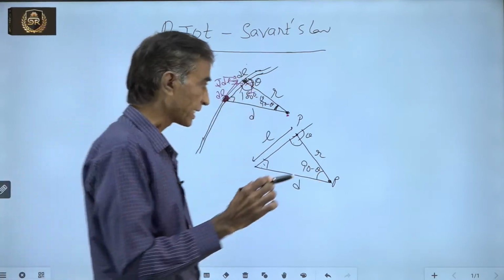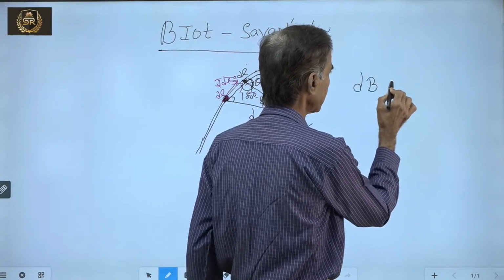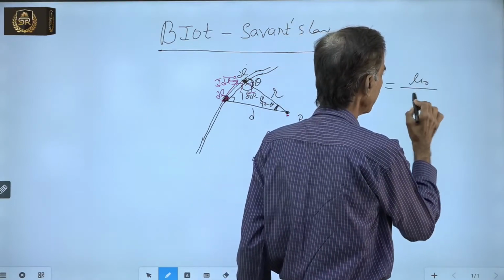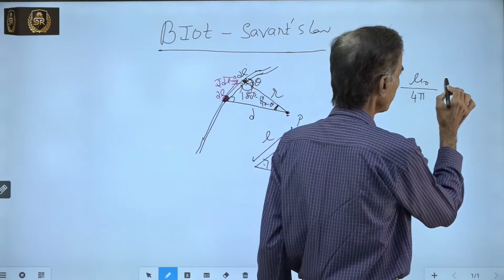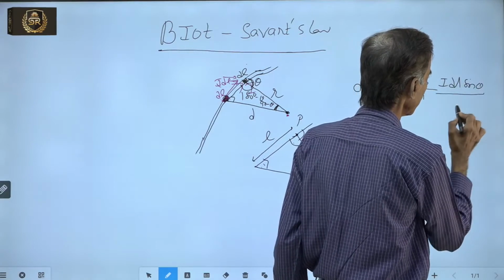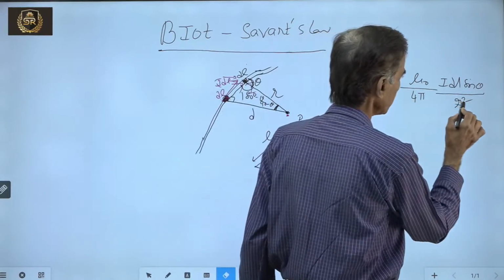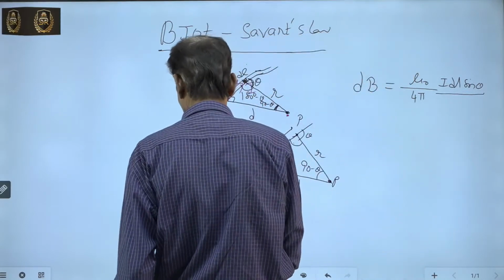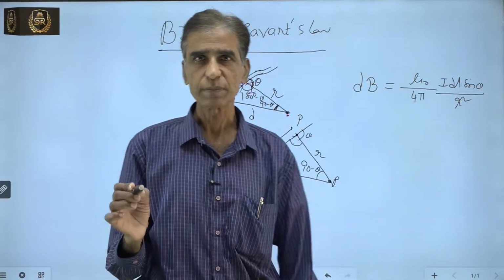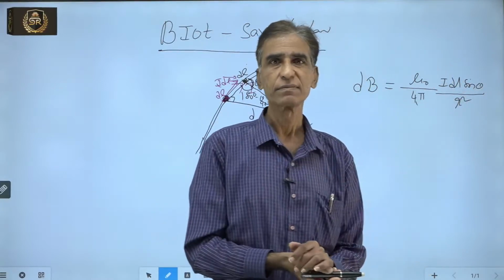Now, according to Biot-Savart's law, the magnetic induction due to that element is mu naught by 4 pi into I dl sine theta divided by r square. This is Biot-Savart's law. I told you, three factors by r square: mu naught by 4 pi into I dl sine theta by r square.